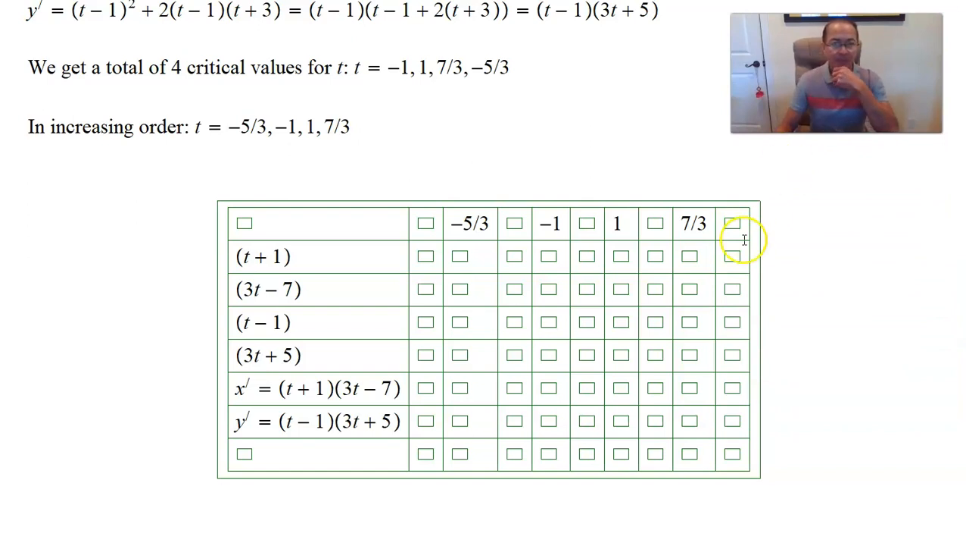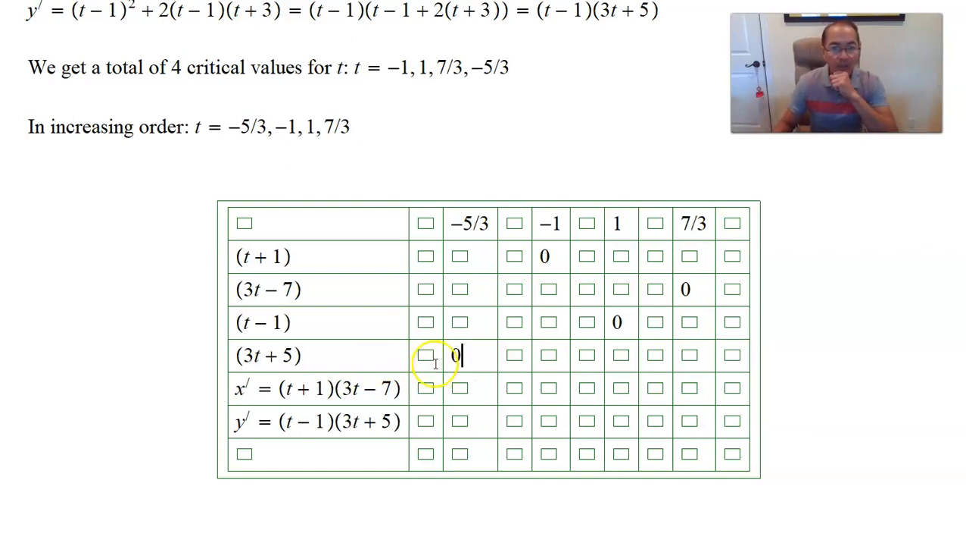Okay. So now, how are we going to fill in this table? First, put in where each row is 0. So t plus 1 is 0 at negative 1. Put a 0. 3t minus 7, you go to 7/3. T minus 1, you go to positive 1. 3t plus 5, go to minus 5/3.